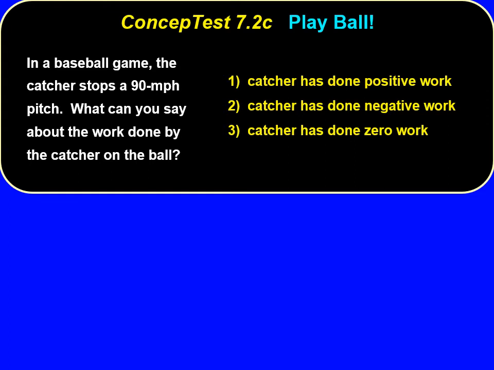All right, so in a baseball game, the catcher stops a 90-mile-per-hour pitch. What can you say about the work done by the catcher on the ball? Is it positive work? Is he going to do negative work? Or is he going to do 0 work? Pause it, think about it.